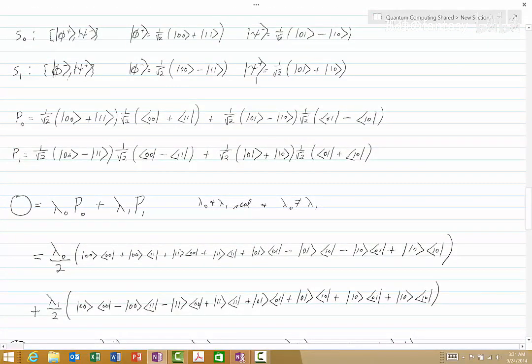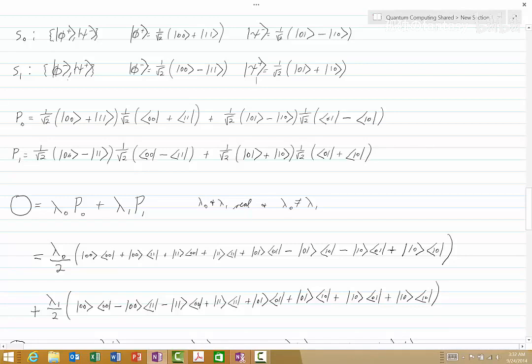So we have the same restriction down here. We're going to have lambda 0 P0 plus lambda 1 P1, where lambda 0 and lambda 1 are real and not equal to each other. So now all that remains really is just some algebra, and I'll walk you through some of this. So let's look at what we get for P0.